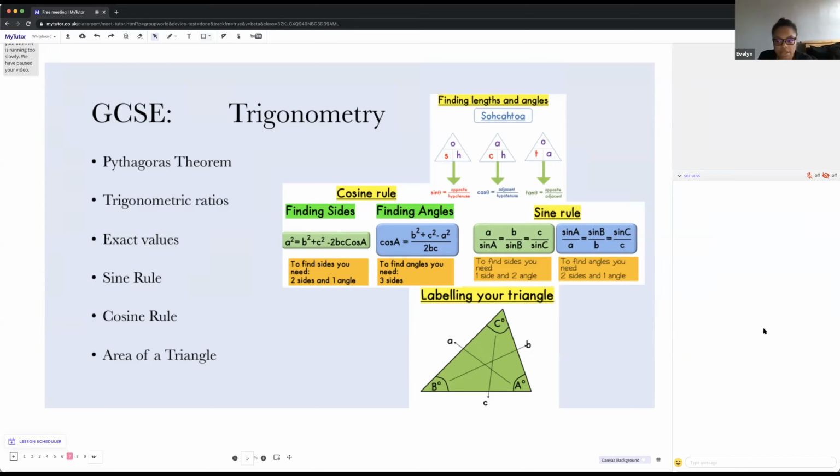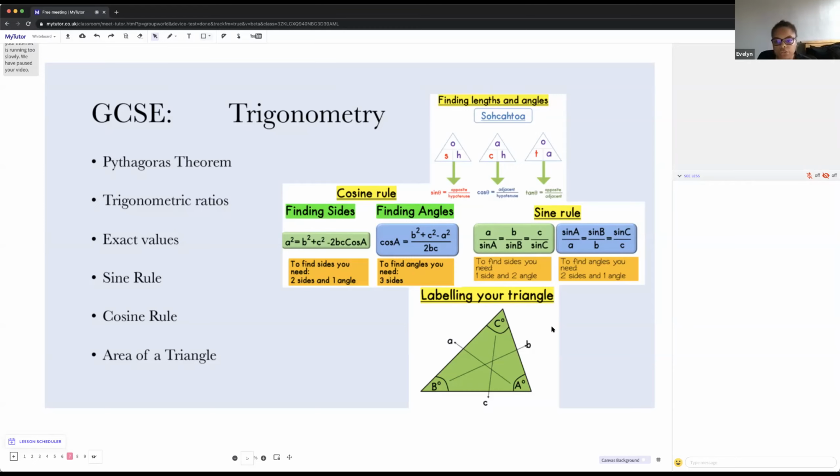Now, someone asked, will there be maths teaching today? Yes, we are going to get onto the maths right now. So GCSE trigonometry, this is the main scope of what you need to know for your GCSEs. Pythagoras theorem, trigonometric ratios, exact values, sine rule, cosine rule, area of a triangle. So I've got a few pictures of some of the equations that you go through in GCSE. So you've got your SOHCAHTOA, your cosine rule, your sine rule, and how to label a triangle.